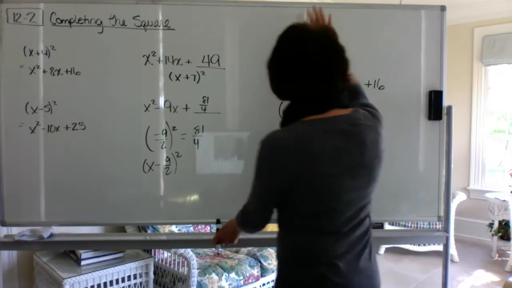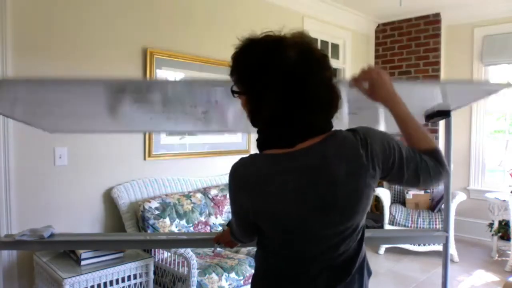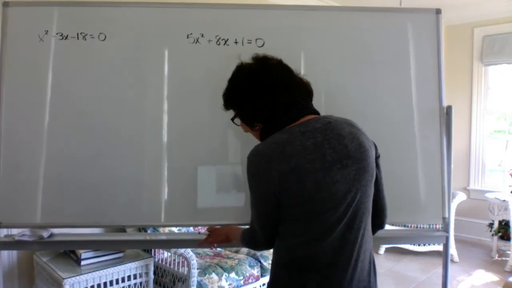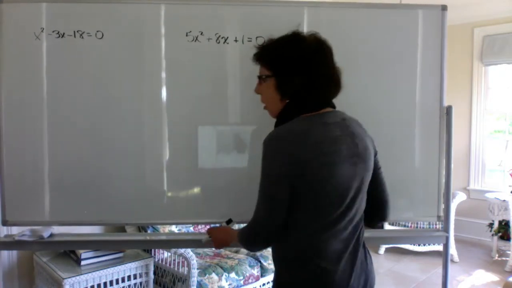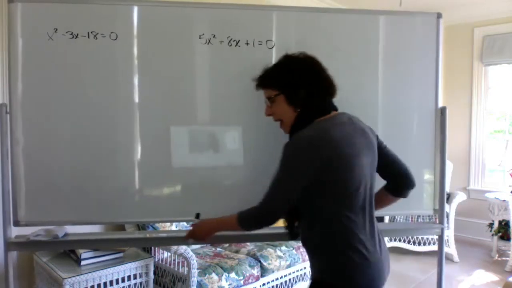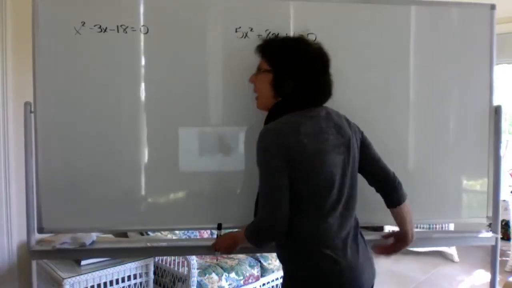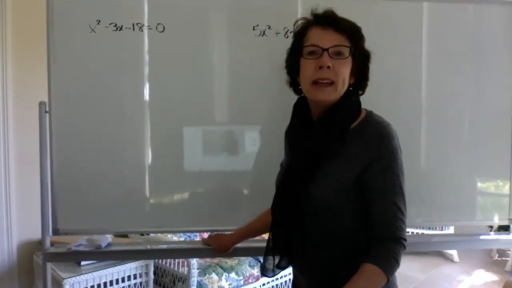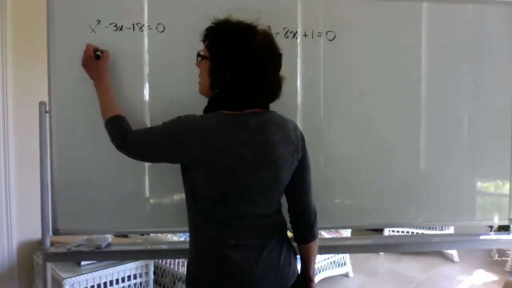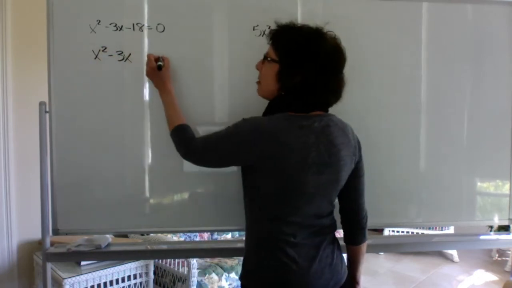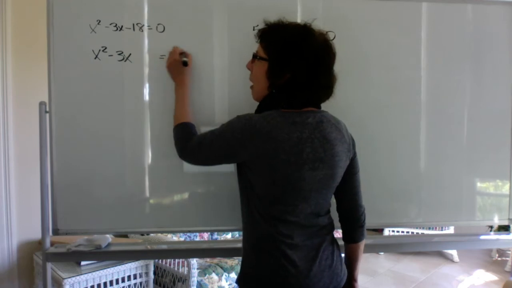Now let's try another one. That one wasn't so bad. Let's try one that becomes a little bit more difficult over here because my coefficient of x is an odd number. Okay, so this is going to be a little bit more difficult. Now, let's go ahead. The first thing we do is we have to bring the constant to the other side. And so it's going to equal positive 18.